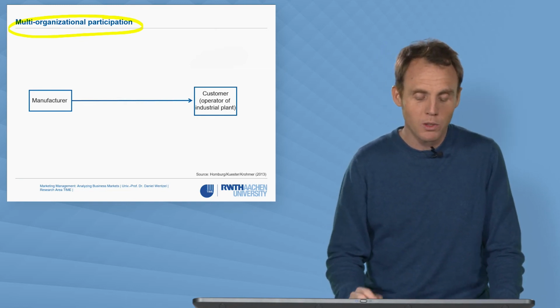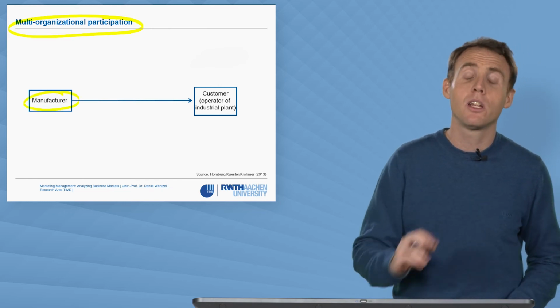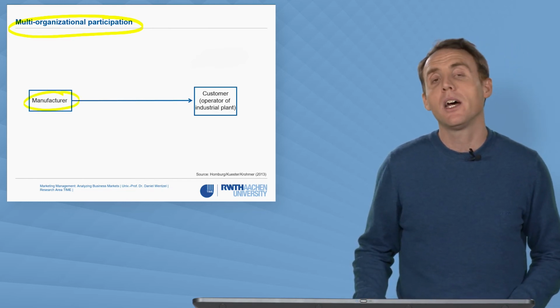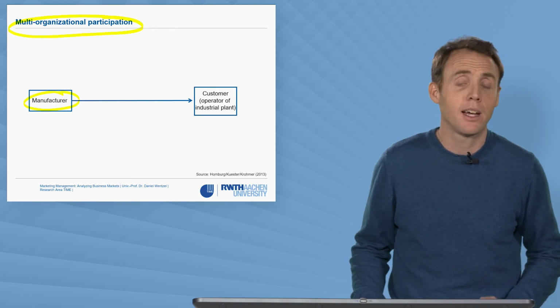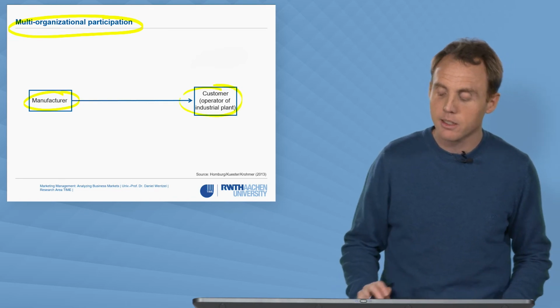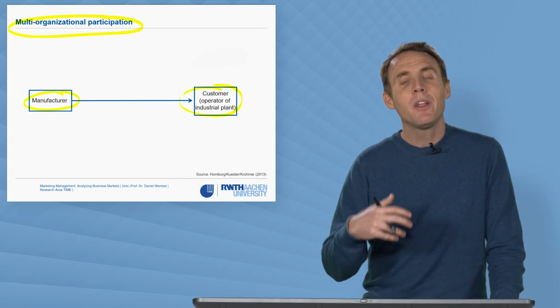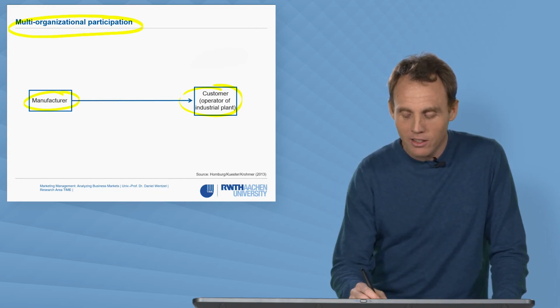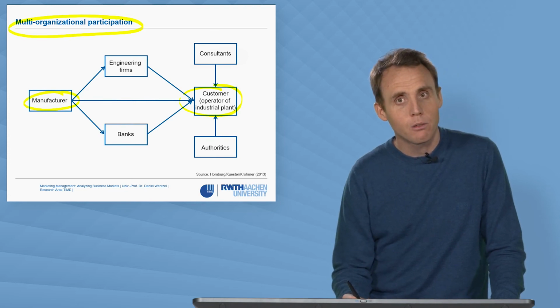Now, let's assume there's a company that constructs and develops packaging plants, and tries to sell that packaging plant to a beverage company like, say, Coca-Cola, right? So they're the manufacturer and the customer who will be operating the packaging plant in the end. But these are not the only two actors involved. Typically this will be a lot more complex, right?